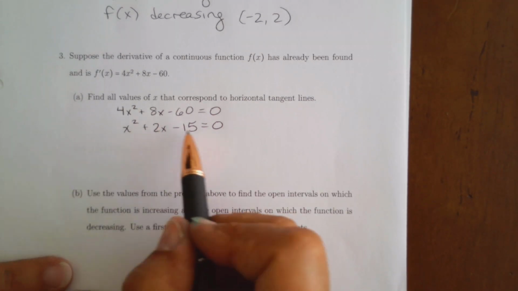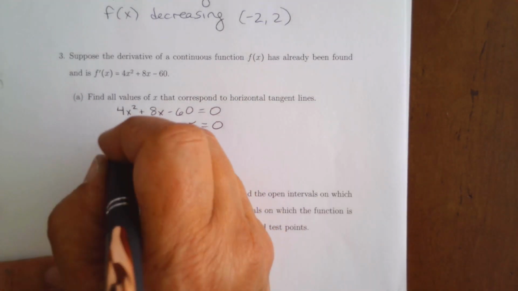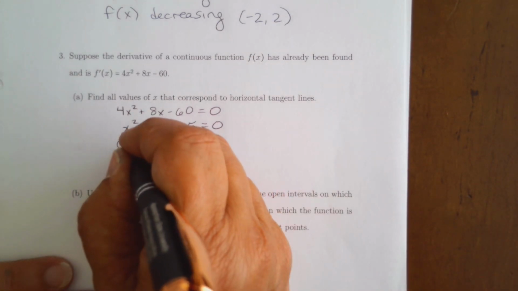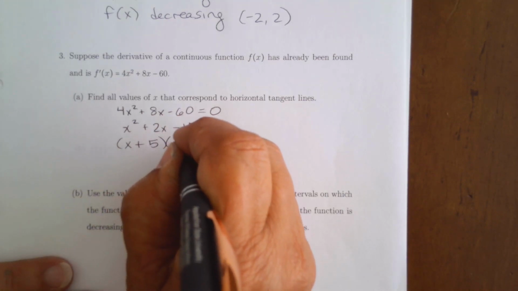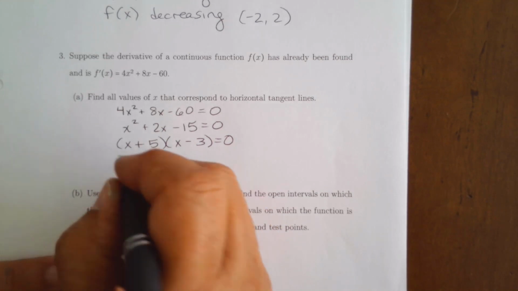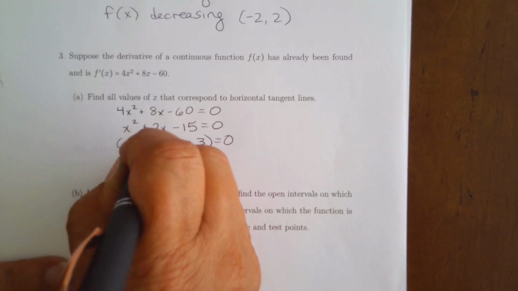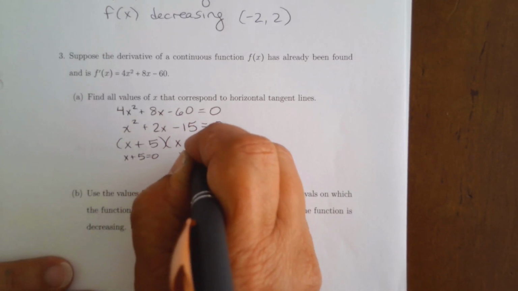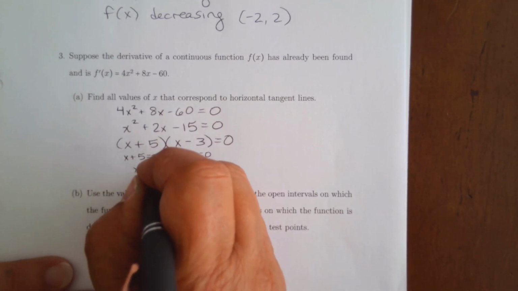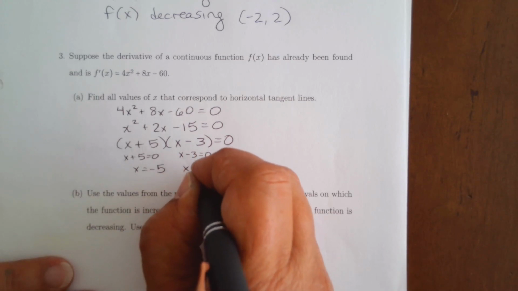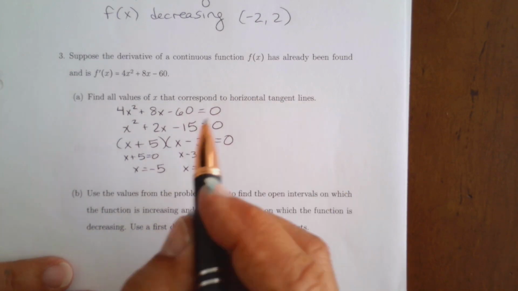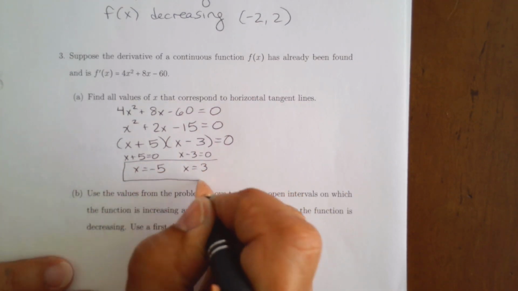Remember, 0 divided by anything is still 0. So now we can factor that much easier. Factors of 15 that give you 2 would be 5 and 3. Okay, set each factor equal to 0 and solve. So you're going to get on this one, x equals negative 5. And on this side, you'll get x equals 3. Okay, so those are the two values where you have a horizontal tangent line.